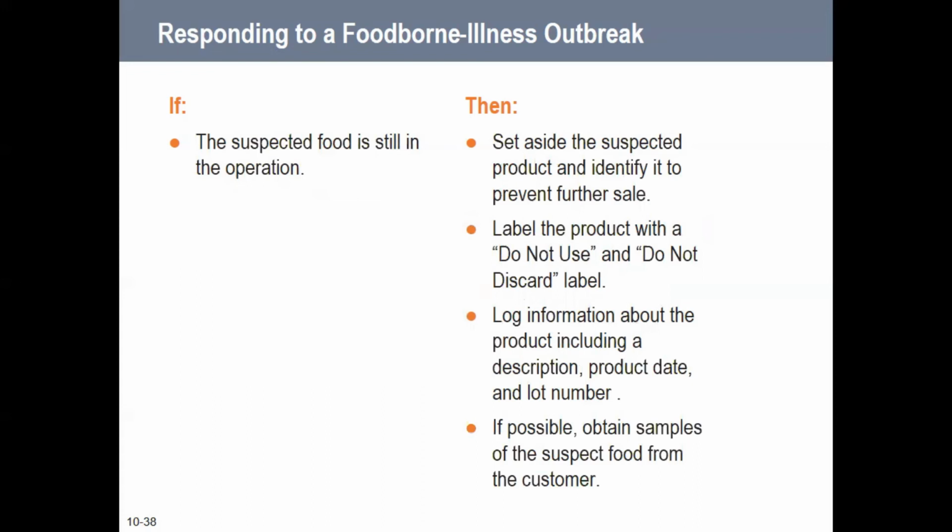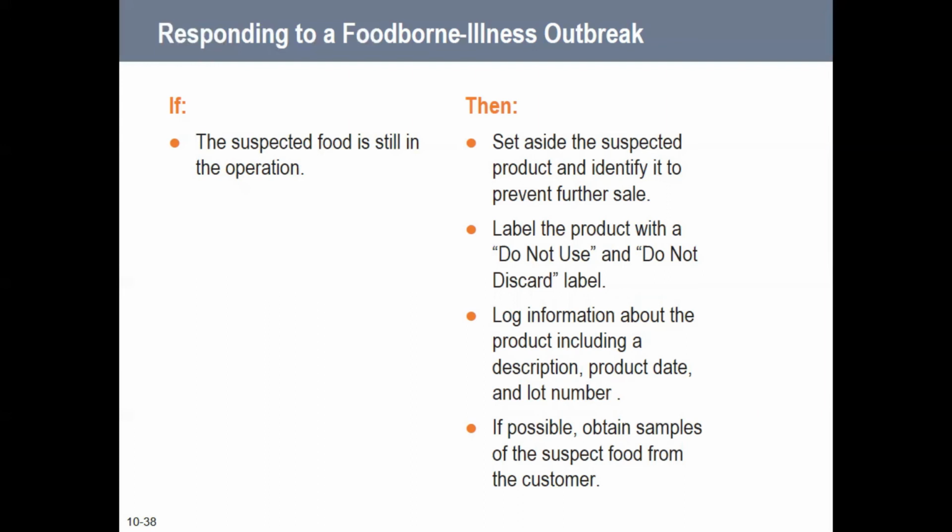So if that suspected food is still in the operation, make sure you set it aside, identify it so we don't use it anymore. Label it, do not use, do not discard. So people know that, hey, we're not using it, but I don't want you to throw it away. Make sure you log any information about the description, when it came in, the product date, the lot number, because again, it might not be something that your staff did. It might be a product issue. It might be that there was ground beef that got E. coli at a processing facility, and we ended up getting that ground beef. Somebody ordered their burger medium rare, and they end up getting sick with it.